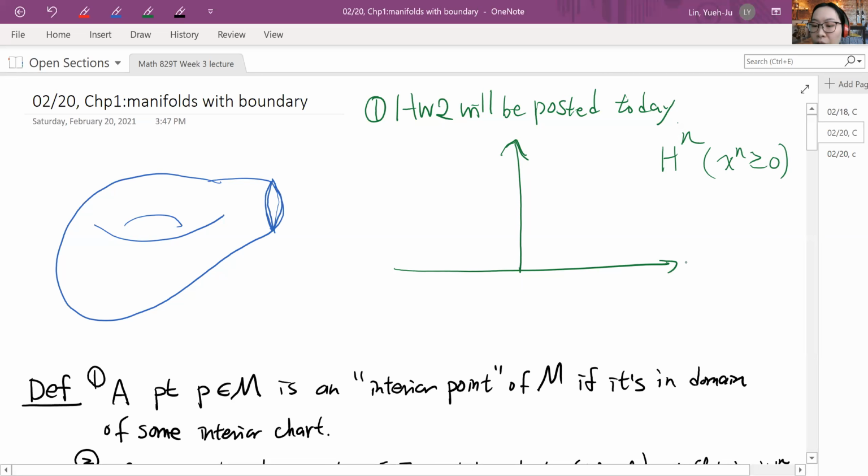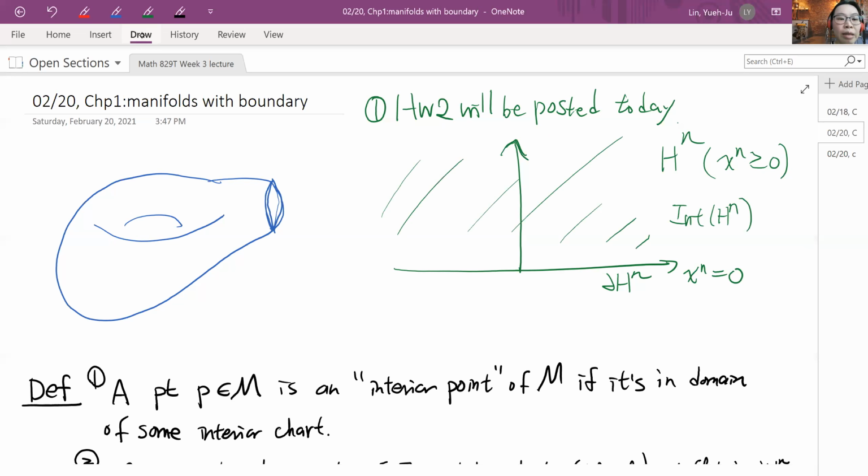So basically this axis, when x_n is 0, is usually what we refer to as the boundary of H^n, and the whole thing is just H^n. And this is the interior of H^n, everything inside here is the interior. Everything is the same in the sense that to qualify as a topological manifold with boundary, you still need the Hausdorff property, and you also need second countability.